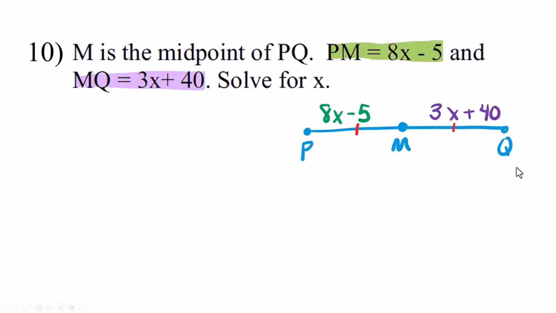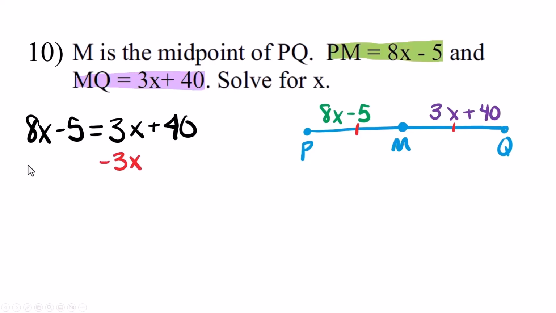They're not giving you the length of the whole thing. They're not giving you any other information at all. But because it's a midpoint, it's kind of magical. It means that these two are split in half, and so these two pieces are actually equal to each other. That's the geometry. Your algebra equation is going to be 8x minus 5 equals 3x plus 40. Not everybody's going to need the diagram, but in geometry, especially on exams, drawing pictures is super helpful to see how things are related. All right, let's start solving.